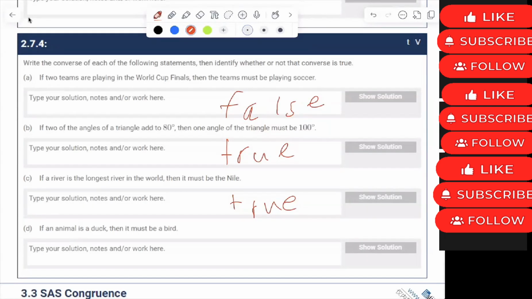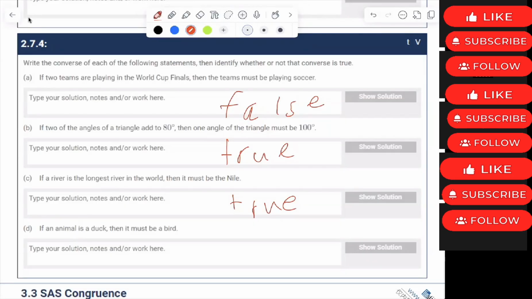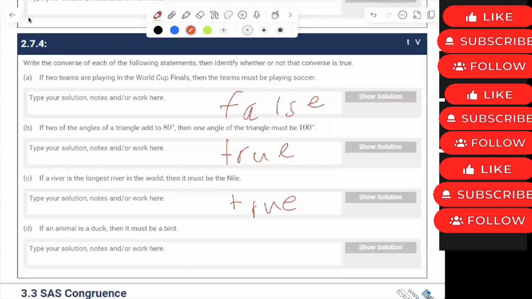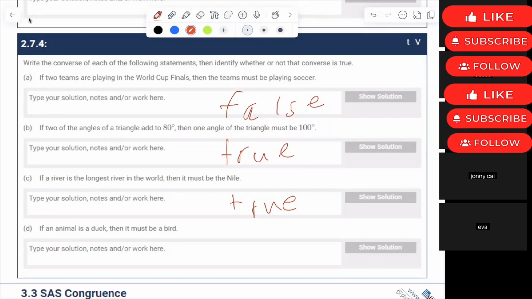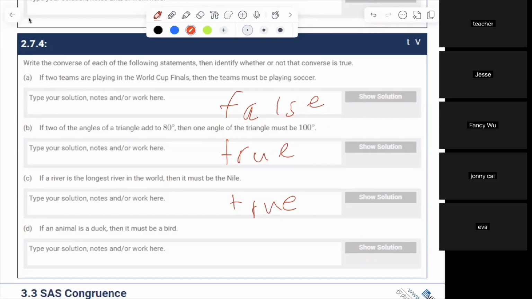If an animal is a duck, then it must be a bird. The converse: if it's a bird, then this animal is a duck. Clearly, this is not true. All right, so we can kick this one out. This one's false. All right.